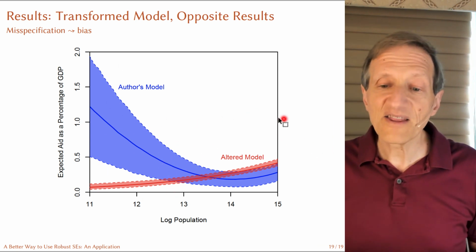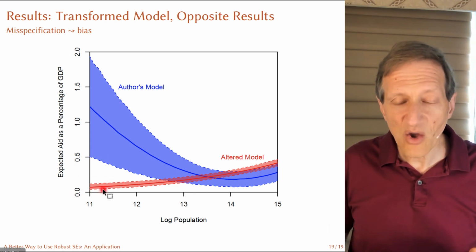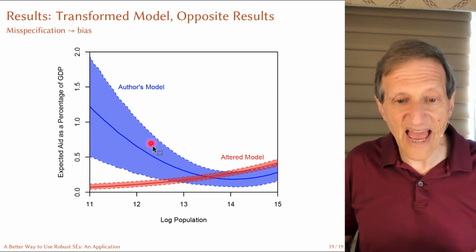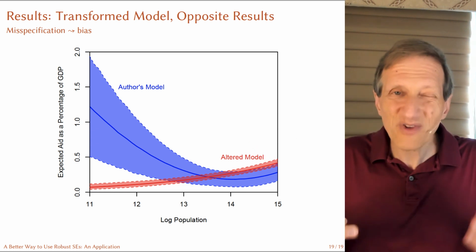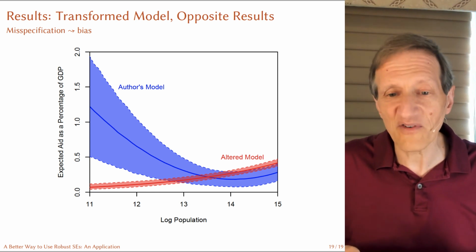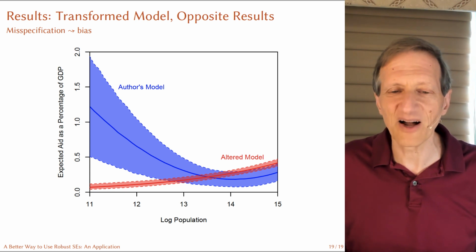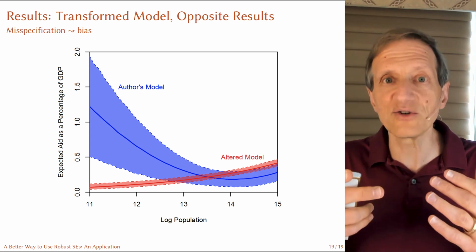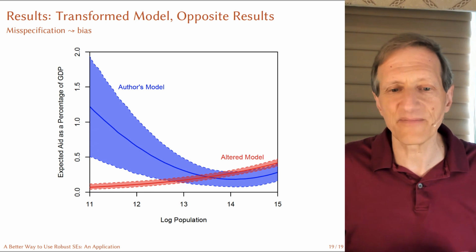When we ran the altered model, the model with the Box-Cox transformation, we find that the result is exactly the opposite. Instead of aid going down with population size, it actually goes up with population size, which we think makes more sense if it's a bigger country. If there's more people, the US might give more money to it, or other countries might give more money to it. So correcting for misspecification sometimes leads to dramatically different substantive conclusions. You absolutely want to pay attention to that.